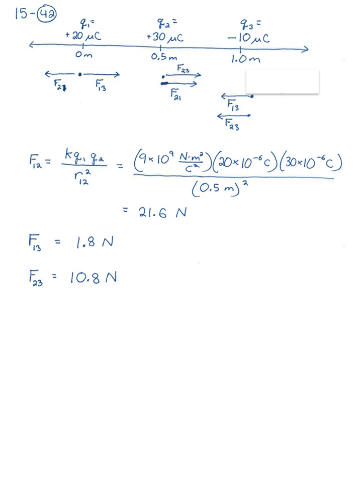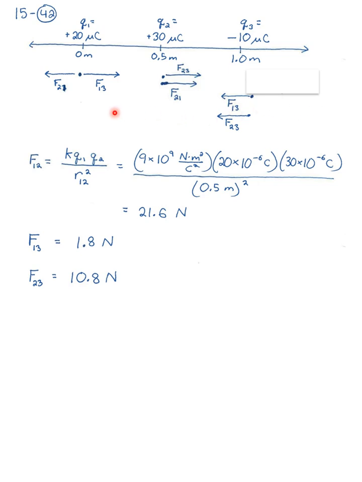Number 42. Three point charges are placed on the x-axis as follows: 20 microcoulombs at x equals 0, 30 microcoulombs at x equals 0.5 meters, and negative 10 microcoulombs at x equals 1 meter. Find the net force on each point charge. We need to draw a picture here. So here I've drawn the picture with the scale. And we want to find the net force on each charge.